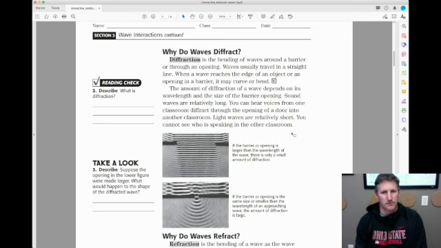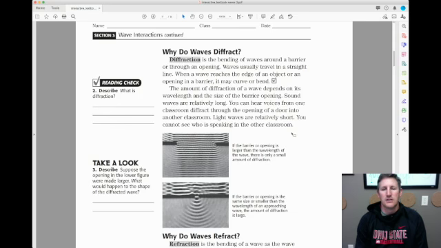The amount of diffraction of the wave depends on its wavelength and the size of the barrier opening. It's important that you remember that. The amount of diffraction of the wave depends on its wavelength. Things with long wavelengths are like sound waves. Things that have a really tight wavelength, with lots of waves, are things like light and microwaves. Sound waves are relatively long.